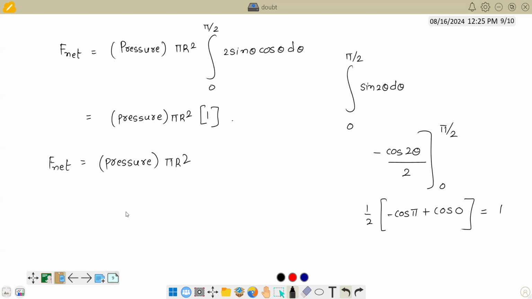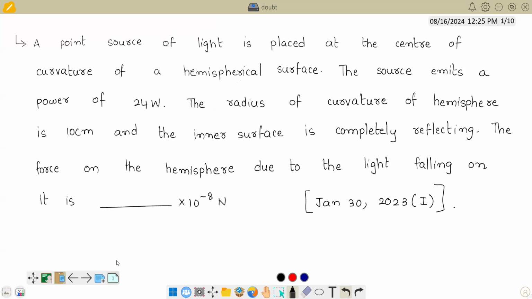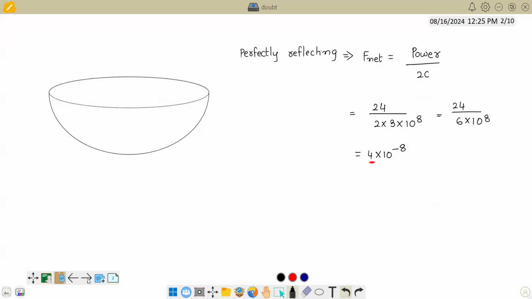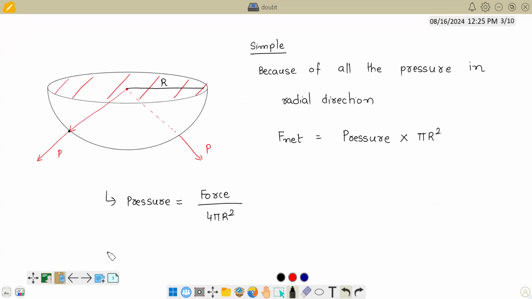I hope you understood how I have solved. As you can see, the video became very lengthy because we tried to derive each and everything. But if you don't need all these derivations, you can simply remember that if it is a perfectly reflecting surface for a hemispherical bowl, F net equals power by 2c. Now, if you go back and want to know how it became power by 2c, we'll further try to derive the formulas in detail.